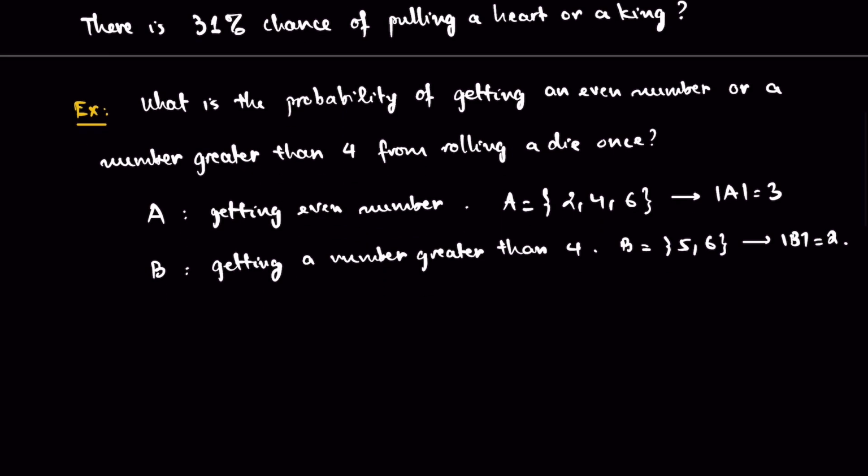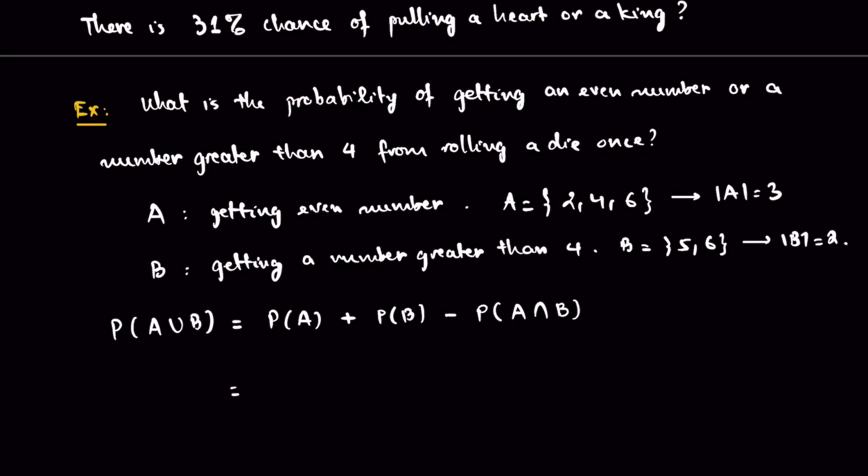Now, in calculating the probability of getting an even number or a number greater than 4 from rolling a die once, you get the probability of A union B equal to the probability of A plus the probability of B minus the probability of A intersect B. And again, when you're calculating a probability, you want to find the fraction of the number of desirable outcomes divided by the number of total possible outcomes.